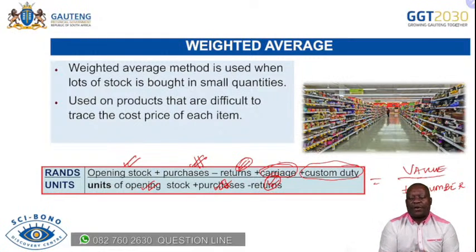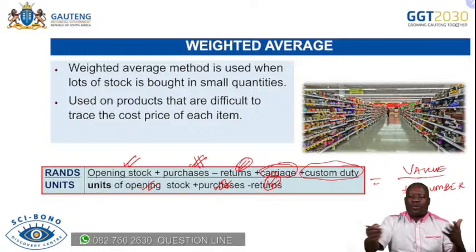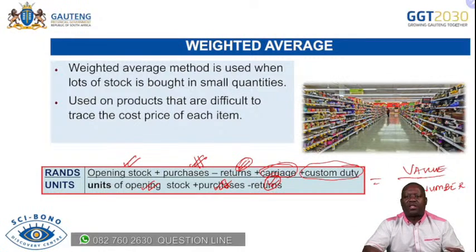Now, after doing this, we are going to find the average cost per unit. When we know the average cost per unit, we are left with one more step. How many units do we still have? If there are 10, we multiply by the cost per unit to find the total closing stock value. Very important.